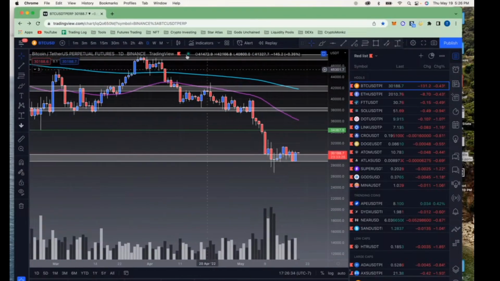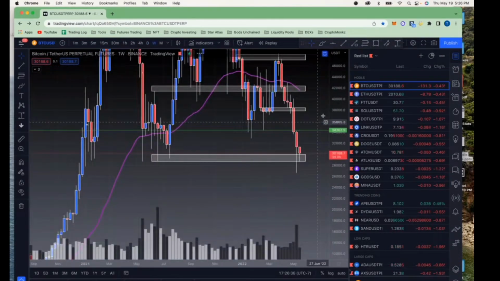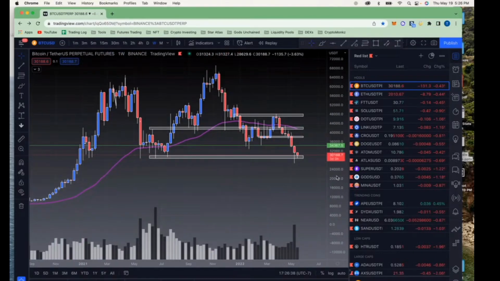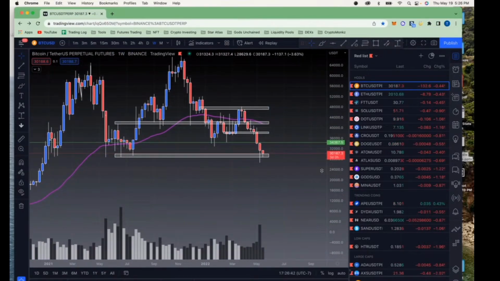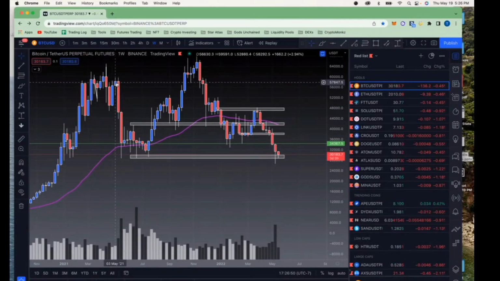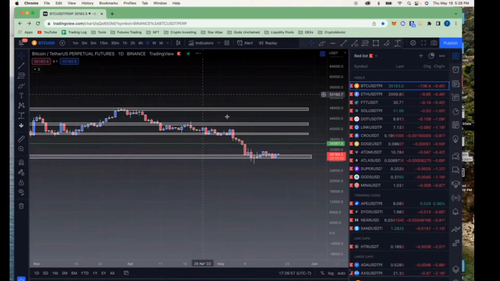Let's check the weekly on Bitcoin too. Yeah. So obviously I have my levels set out and everything, but you can clearly see there's a lot of engulfing red candles. Like check this one right here. Obviously we're going down after that one. So those are just some quick examples. Okay.